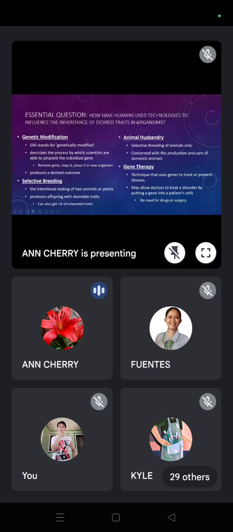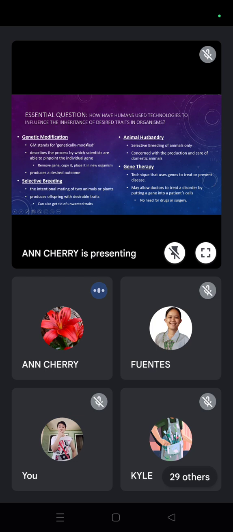Okay, so how have humans used technologies to influence the inheritance of desired traits in organisms? Why do we need to change or alter the genes? We want to create a product that has a desirable trait. Okay, we want to create a product having a desirable trait. So here are some examples of how we can alter genes.